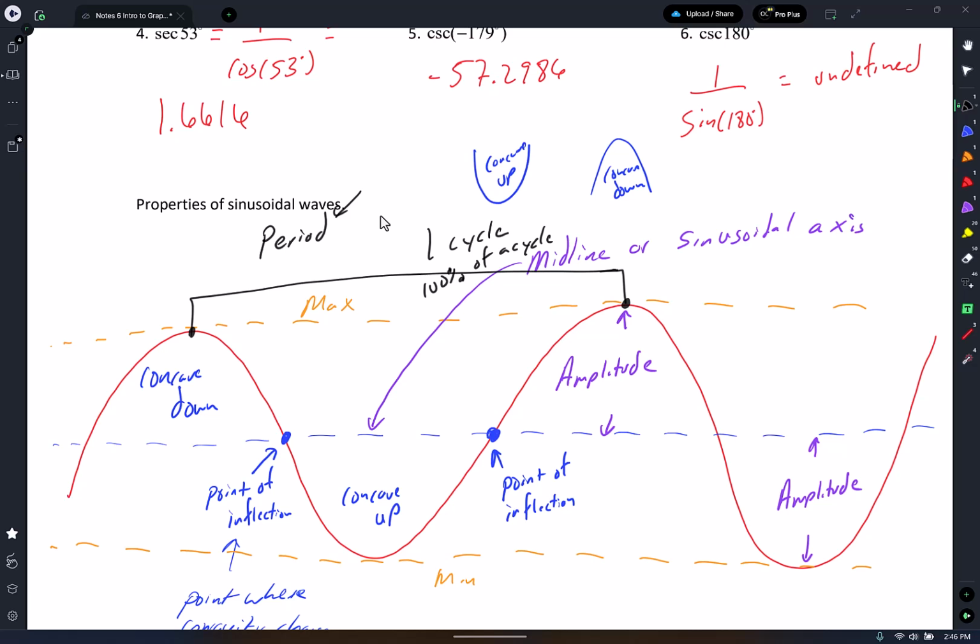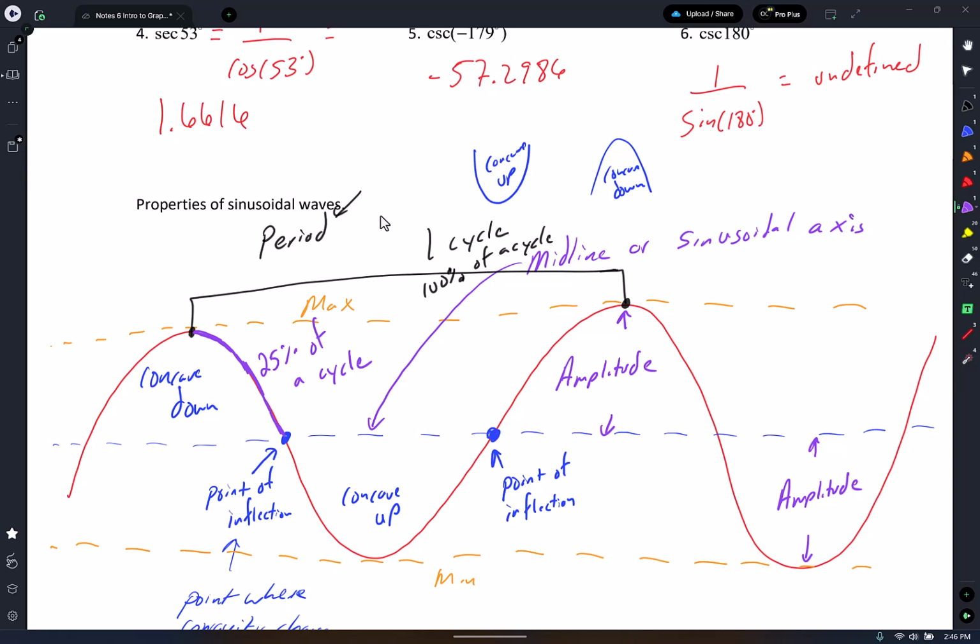Because I'm gonna break this up into quarter lengths. You see this right here in purple? That's 25% of a cycle. If you call this a whole period, that's 25% from the midline to the minimum. That's another 25% from the minimum to the midline again. From this guy to here, that's another 25%. From there to there, that's 100% of a cycle.